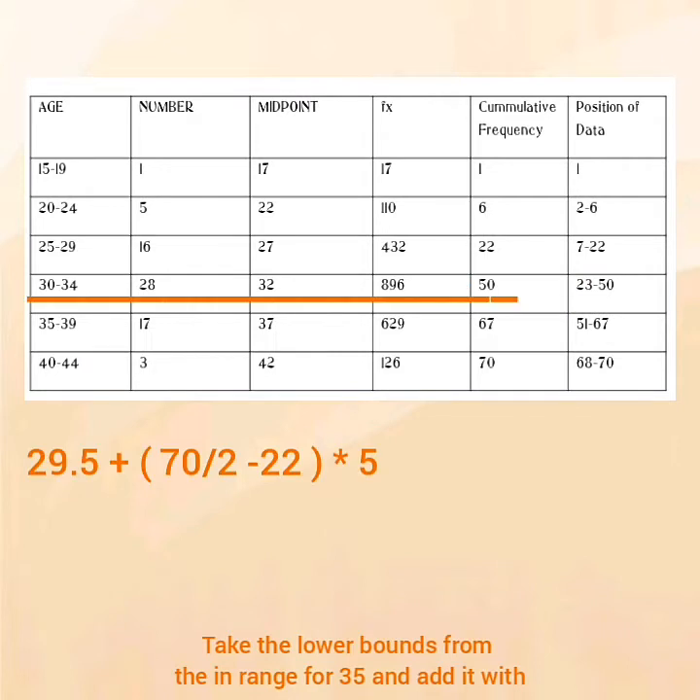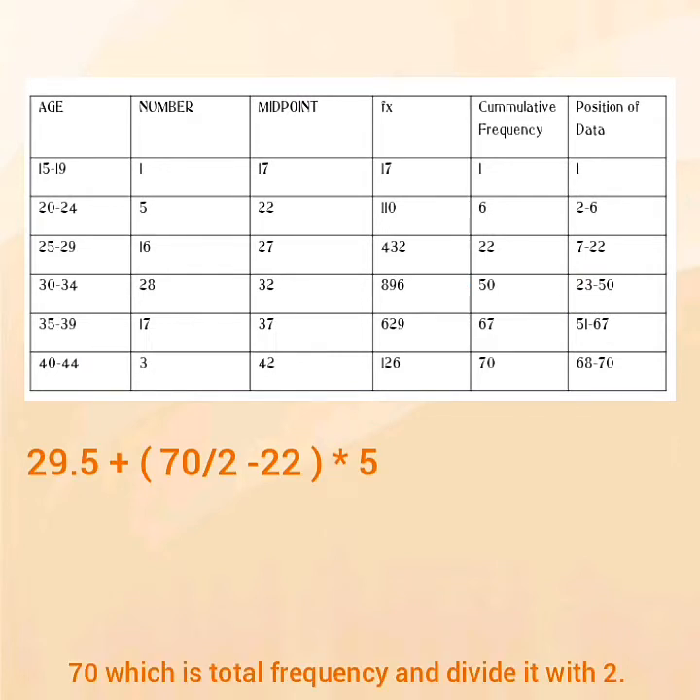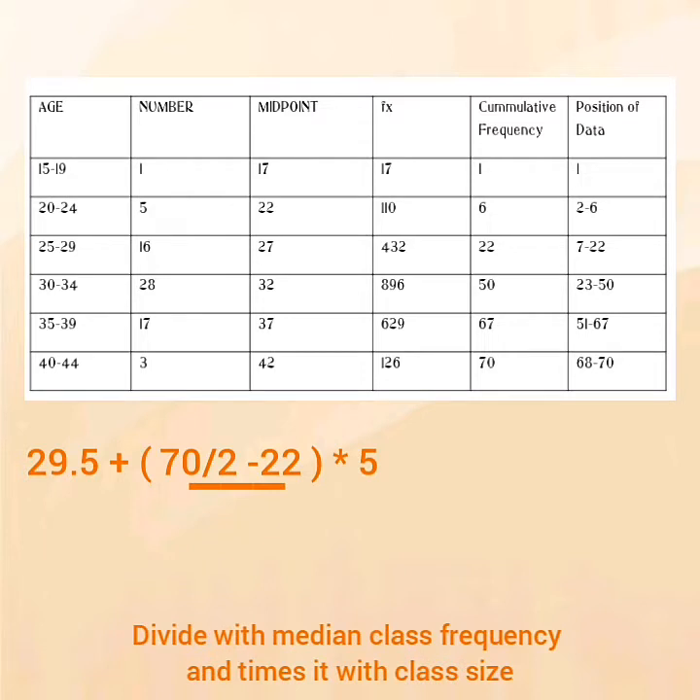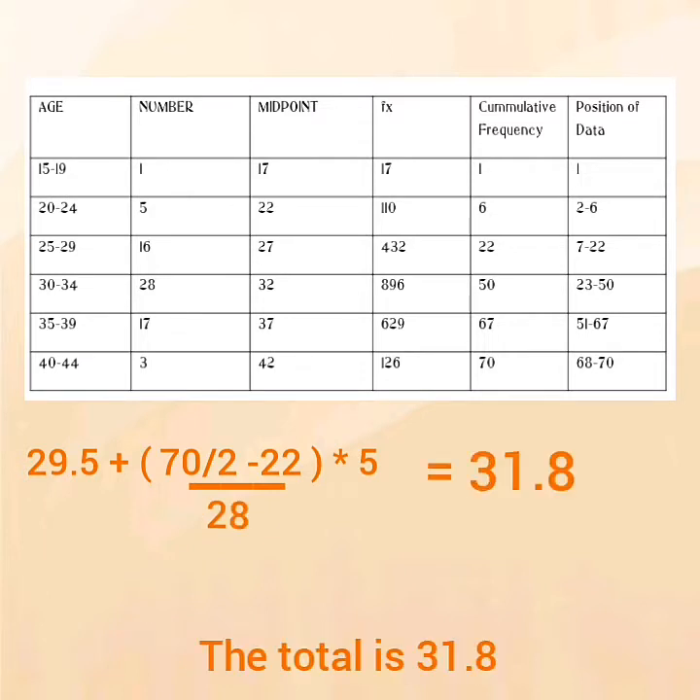Take the lower bound of the class containing 35 and add it to 70, which is the total frequency, and divide it by 2. Then minus 22, which is the cumulative frequency before the median class. Divide by the median class frequency and multiply by the class size. The total is 31.8.